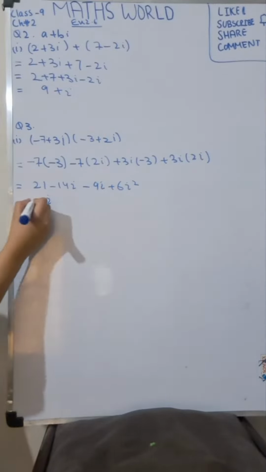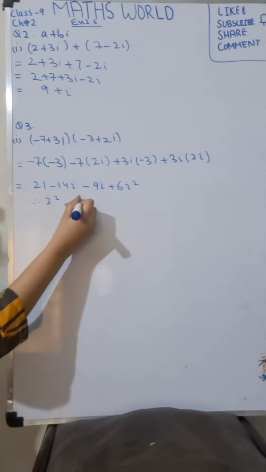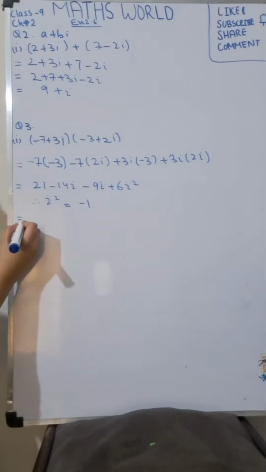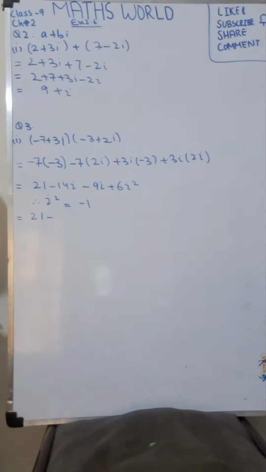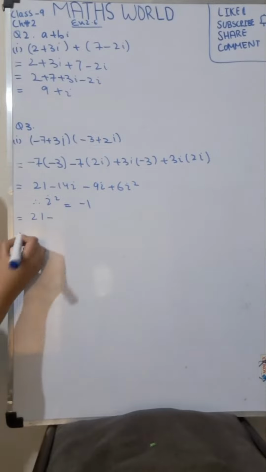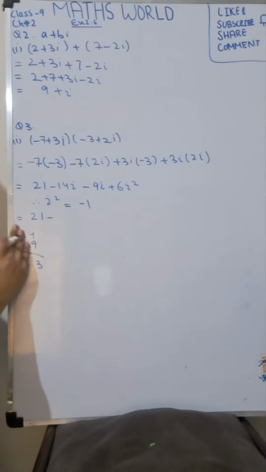Now what is iota square? You write here iota square, and it would be equals to -1. Now what you will do, 21 minus and minus minus, you are going to add it, 24 and 9. So that would be equals to how much equals to, if you don't know, simply don't get problematic, just add them like this and you will get the answer.